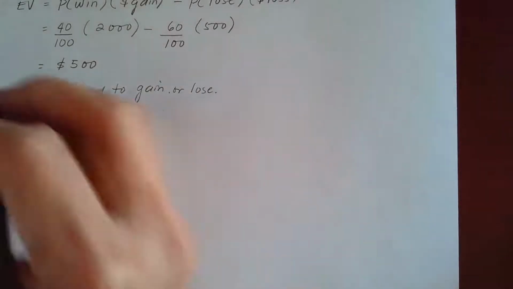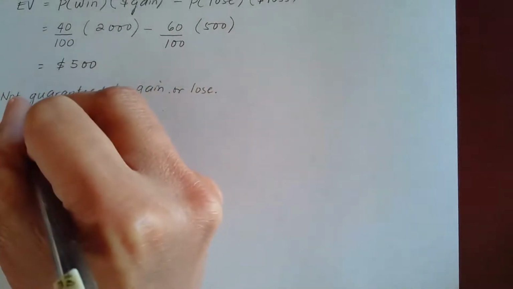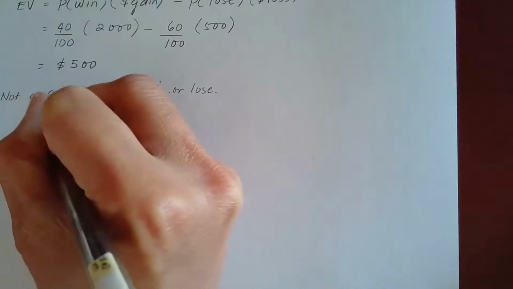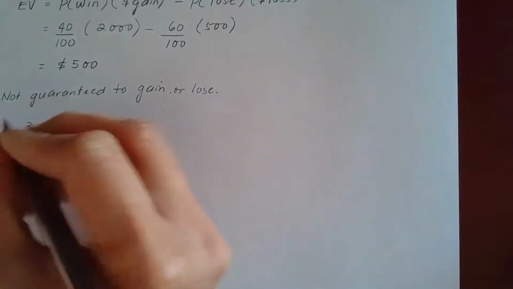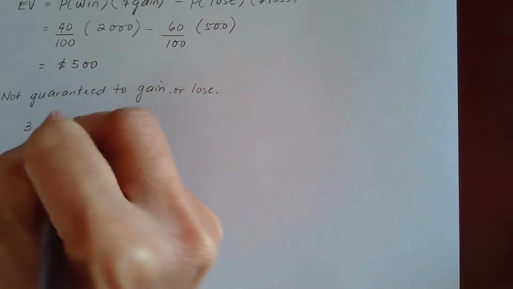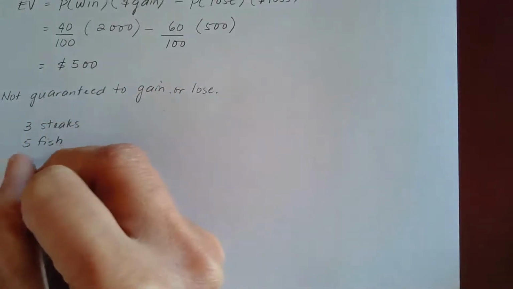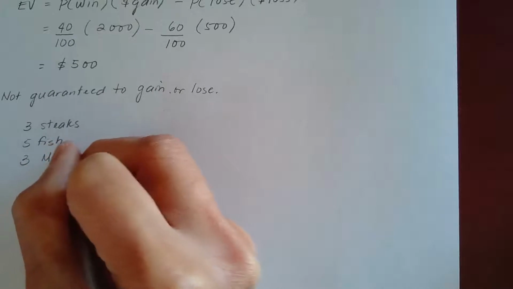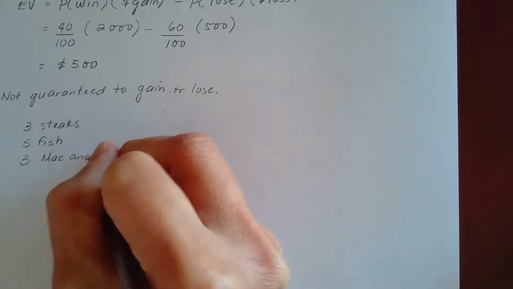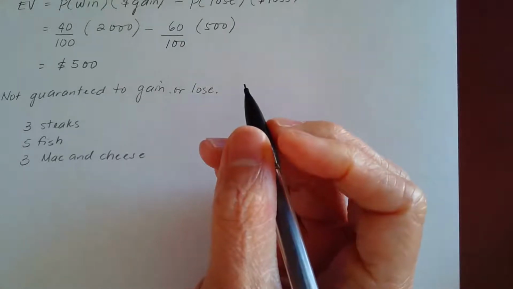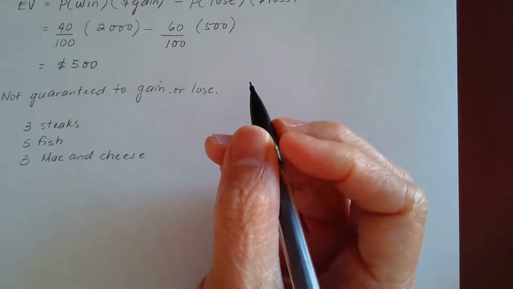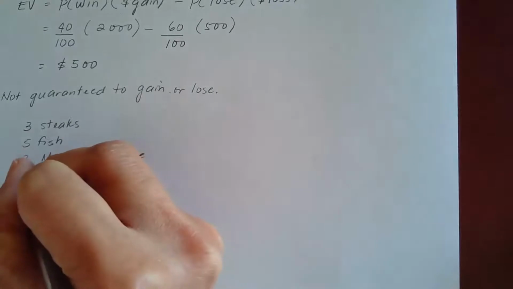So I'm just going to write that down, so I'm not going to go back and forth in here. So 3 steaks, 5 fish, 3 mac and cheese, and one cake.